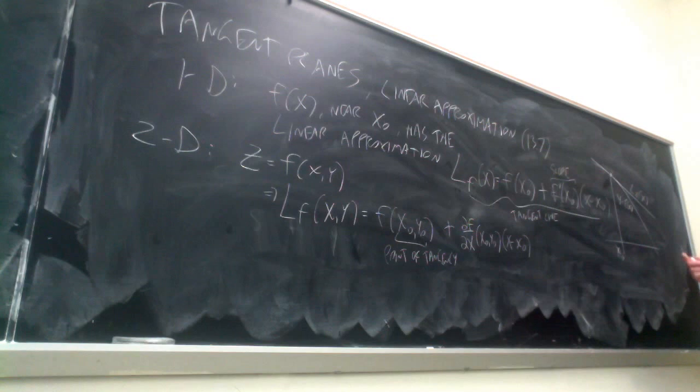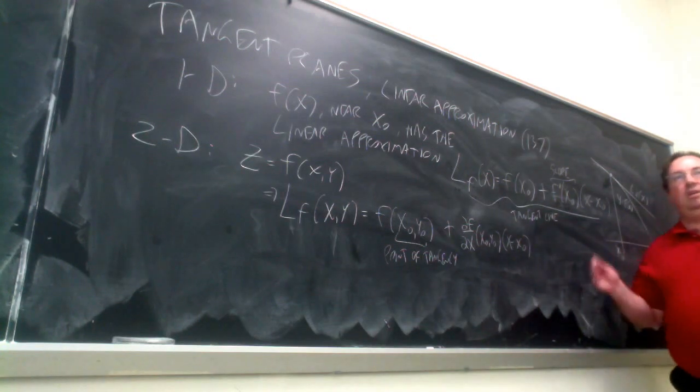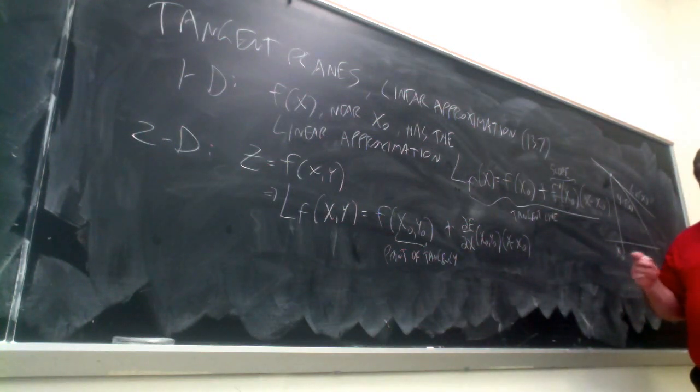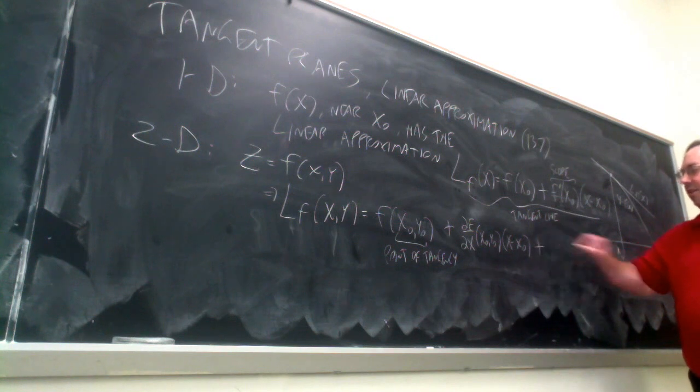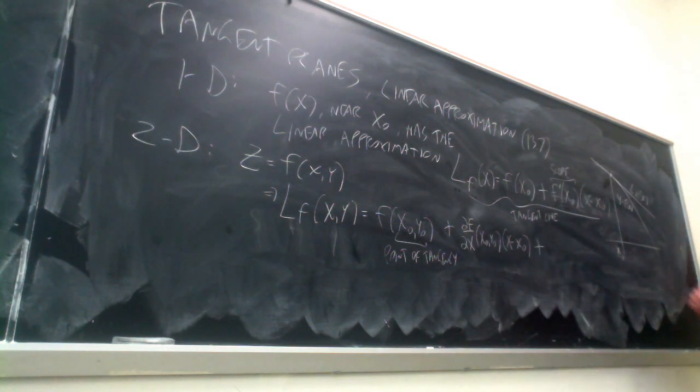Now, this would account for a linear approximation if I only care about x. So I'm starting at this point x naught, y naught, and I see what happens. So this will approximate f well if I leave y frozen at y naught and I only vary x. So if I want to account for change in any direction, x or y, I need another term. So based on what I've just written here, what do you think that term should be?